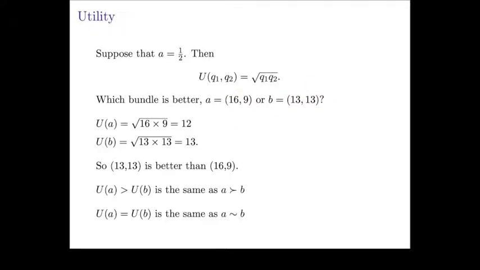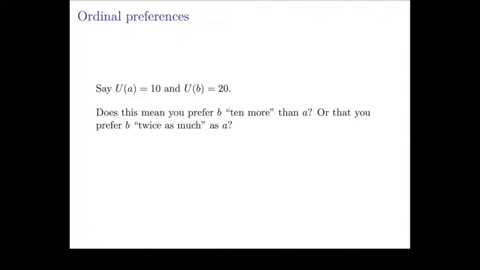So whenever we have u of A bigger than u of B, this means that the consumer prefers A to B. Whenever u of A equals u of B, then the consumer is indifferent between A and B. It's important to note that these utility numbers are only meant for ordering the bundles. So if you have a bundle A that gives you utility 10, and you have a bundle B that gives you utility 20, does it mean that you prefer bundle B 10 more than A, or that you prefer bundle B twice as much as bundle A? No, it doesn't mean that.